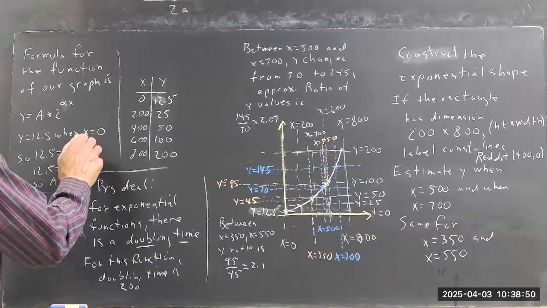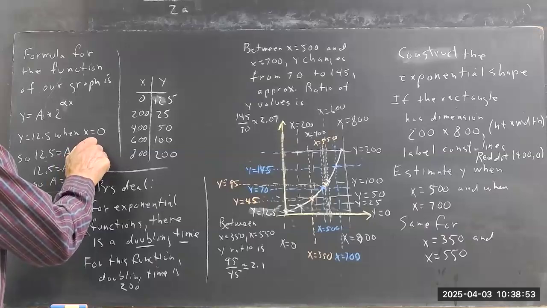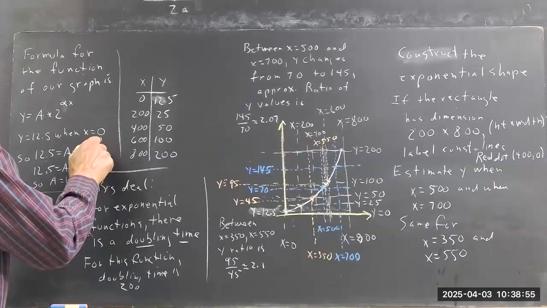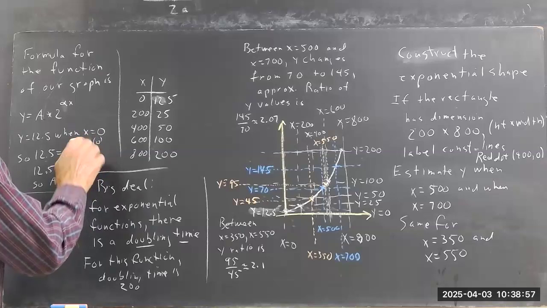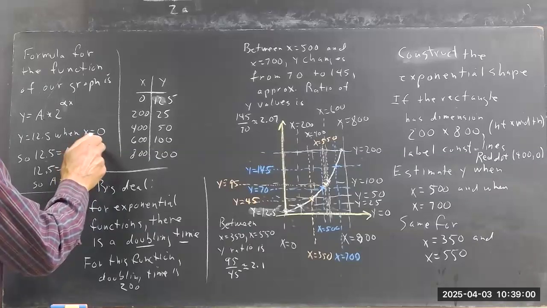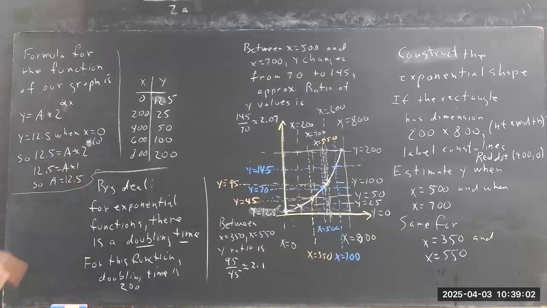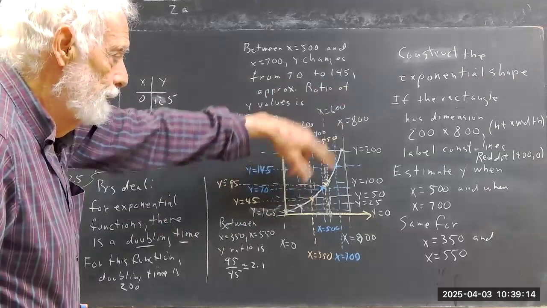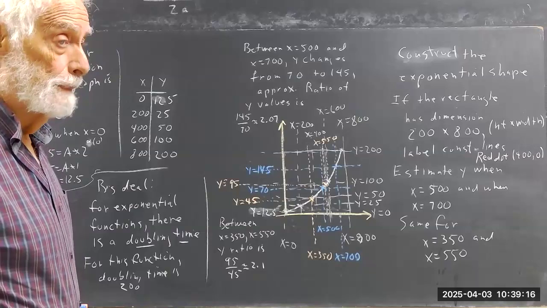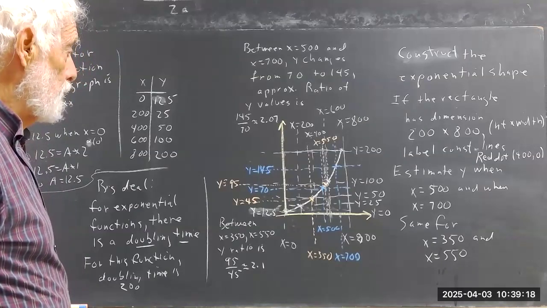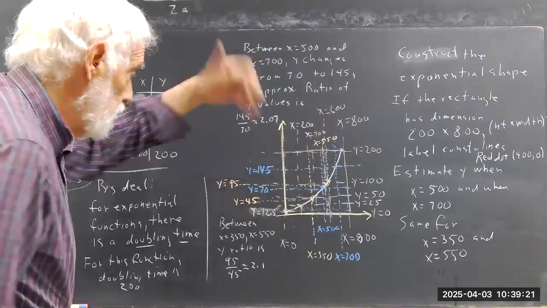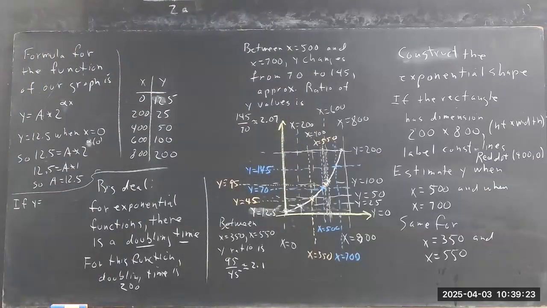Now it's still 0, so it's still 1. We still get this. So we could pick any point on this graph. I'm going to go ahead and pick 100, kind of.